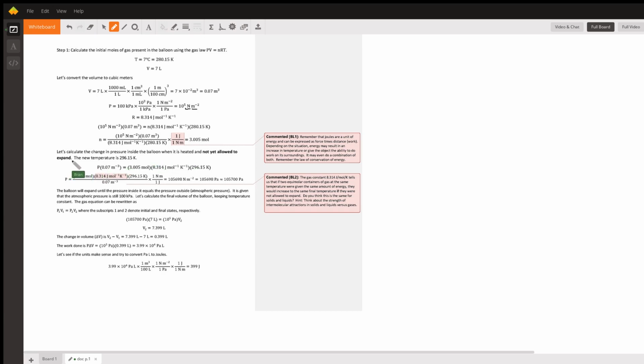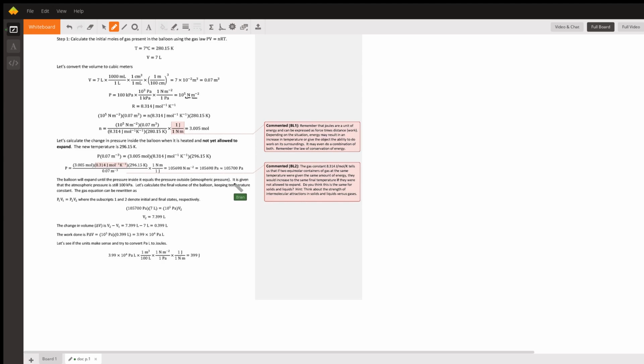So the next step is to calculate the change in pressure inside the balloon. Let's pretend that we're just going to heat the balloon, but we're not going to let it expand yet. So we're adding energy to the balloon, but that balloon is not going to do work on the surroundings yet. So the new temperature is 296.15 Kelvin. The pressure is going to increase to 105,700 pascals, which is 105.7 kilopascals. Just keep that in mind.